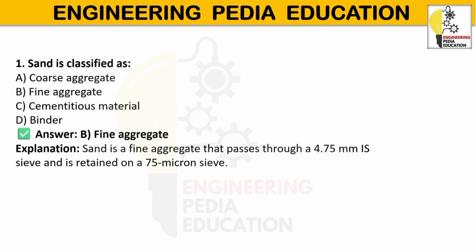There are two types of aggregates, fine aggregate and coarse aggregate. In sieving, when it passes through a 4.75 mm sieve, it is called fine aggregate. And if retained on a 4.75 mm sieve, it is called coarse aggregate. So as sand passes through this 4.75 mm sieve, it is called fine aggregate.